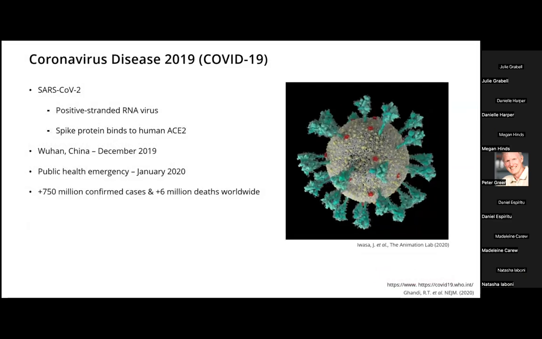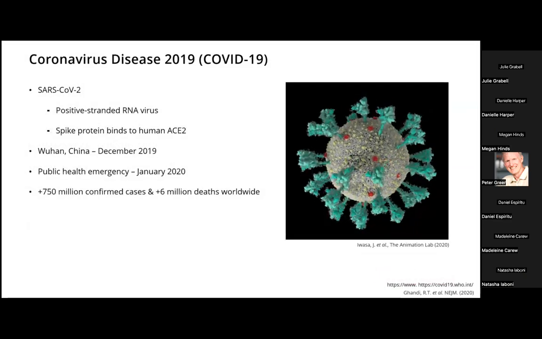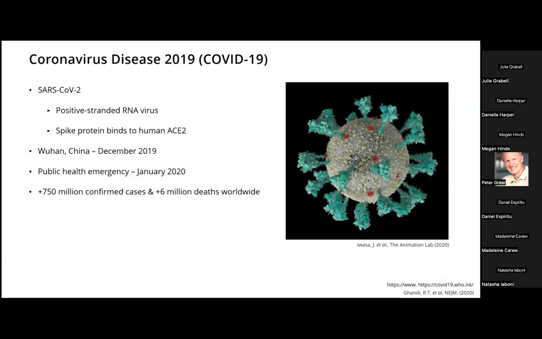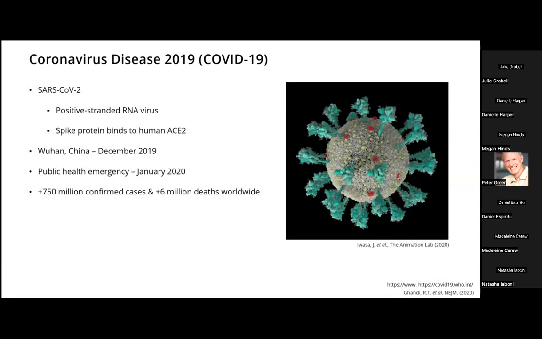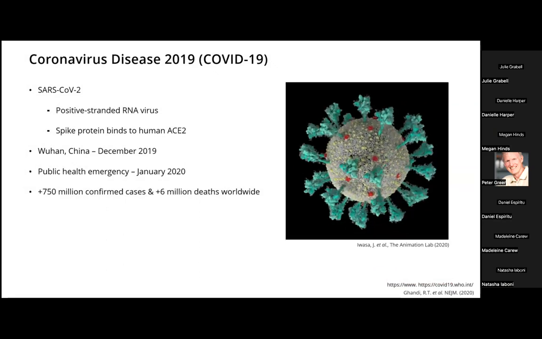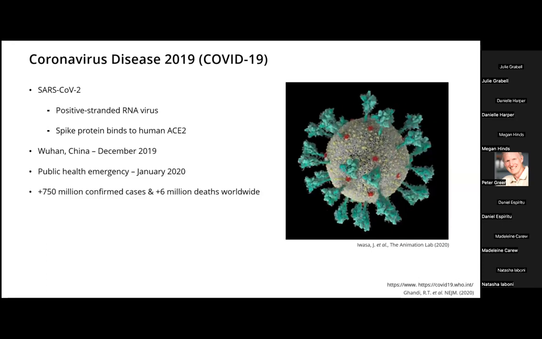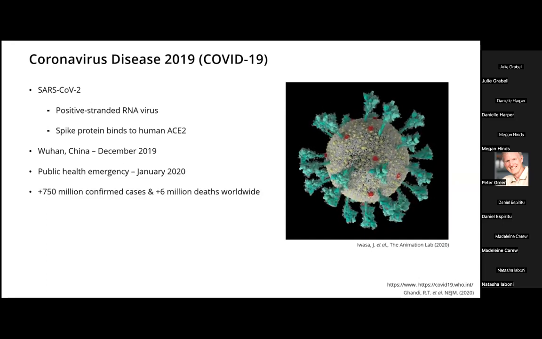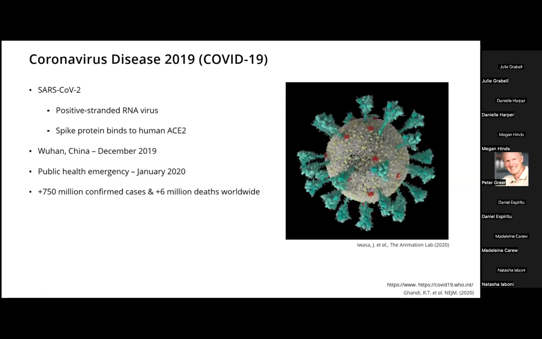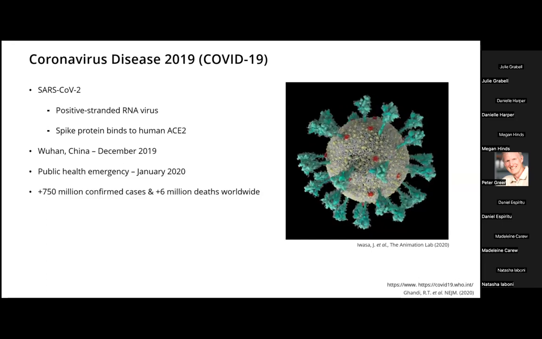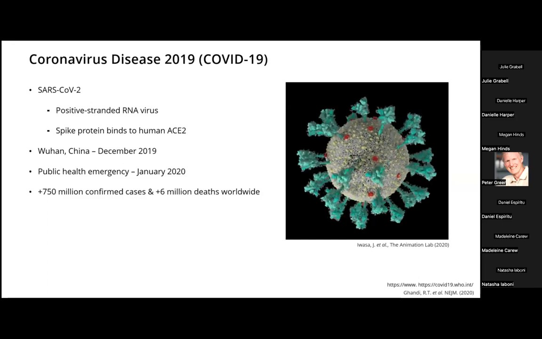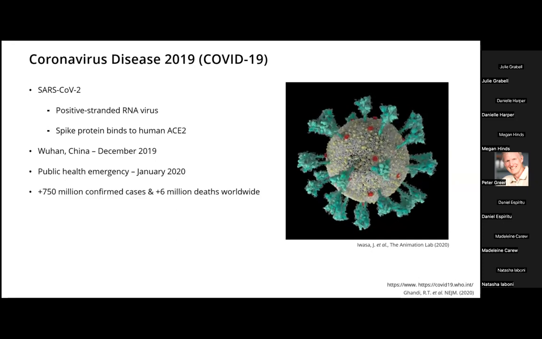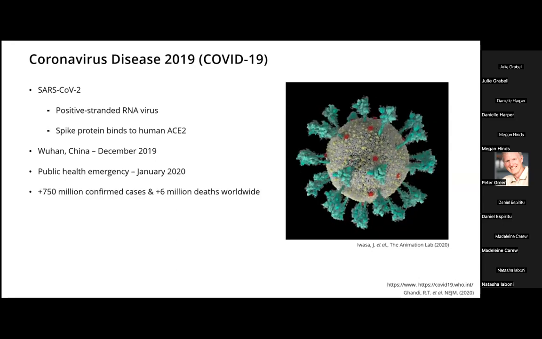First, a brief background about COVID-19, because I know at this point we're all very familiar with it. It's caused by infection by the SARS-CoV-2 virus, which is a positive stranded RNA virus whose spike protein interacts with the human ACE2 receptor to gain cellular entry. It was first discovered in December of 2019 in Wuhan, China, and by January 2020, it was already considered a public health emergency. Since then, there have been over 750 million cases worldwide, with over 6 million of those resulting in death. And that number now, since my last presentation, is very close to 7.